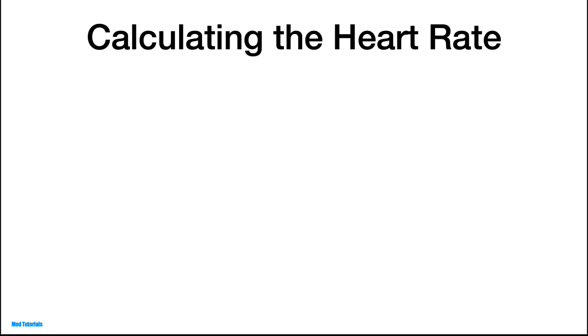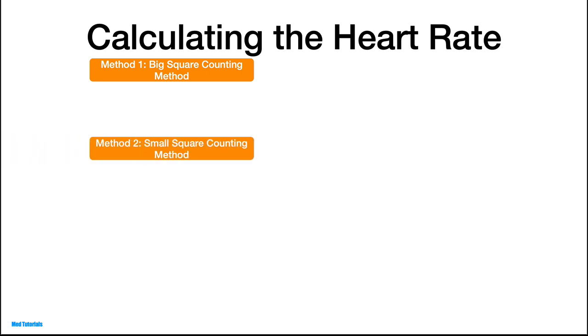So the third step is that you calculate the heart rate. Now, as I said earlier, depending on your rhythm, you're going to use a different method to calculate the heart rate. Most often you're going to use a big square counting method, which is the easiest method to use. Sometimes you would use a small square counting method, and rarely you might use a QRS counting method.